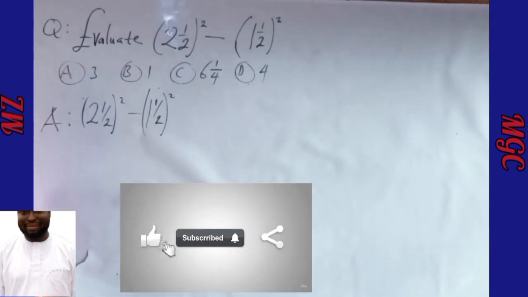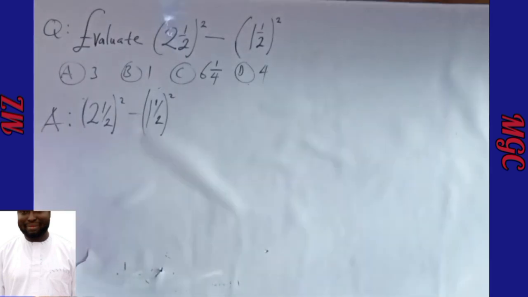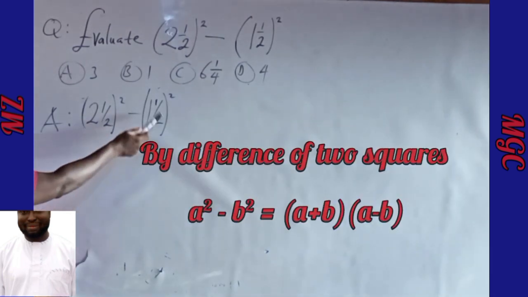So in this particular question, we have to evaluate 2 whole number 1 over 2 exponent 2 minus 1 whole number 1 over 2 exponent 2. So in order to avoid the tedious way of working it, that is squaring 2.5, that is multiplying 2.5 by 2.5, and then also multiplying 1.5 by 1.5, and then finding their difference. In order to avoid that tedious method of solving the question, we are going to solve it using the difference of 2 squared, since the two fractions are all squared.